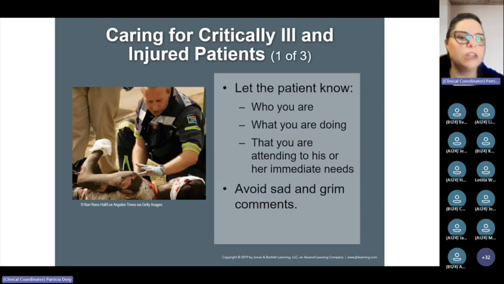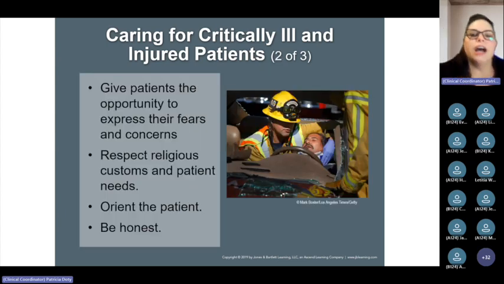Okay, so caring for critically ill and injured patients. Let the patient know who you are, what you're doing, and that you're attending to his or her immediate needs, and avoid sad and grim comments like, oh, that doesn't look good, that's pretty terrible. So, hey, my name is Patricia. I'm with the ambulance company. I am coming here to take your blood pressure because you look really pale and I heard you passed out. What all's going on today? I don't know where the blood pressure example came from right off the top of my head. But make sure that you introduce yourself. There's nothing more unnerving than walking into a room and not knowing who you're dealing with.